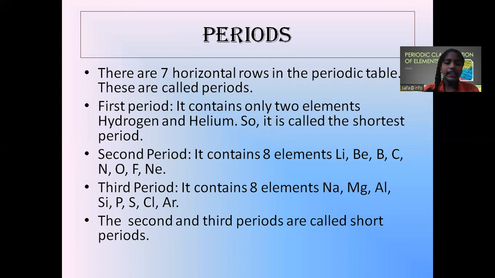So what it is telling is that the first period has 2 elements. That's why it is called the shortest period. And the second and third periods have only 8 elements, and they are called short periods.